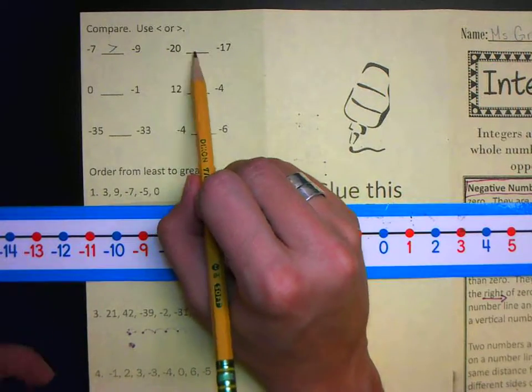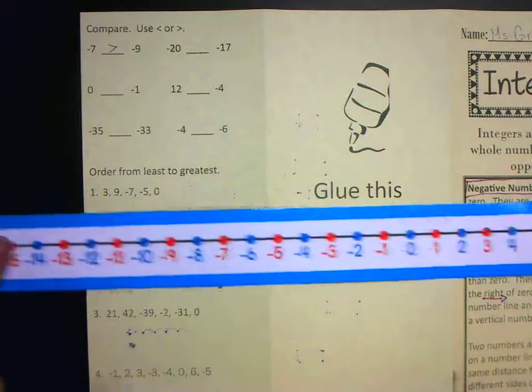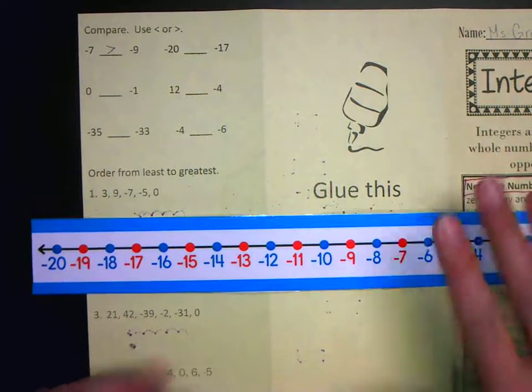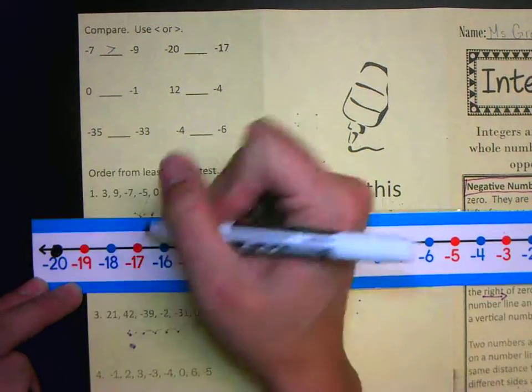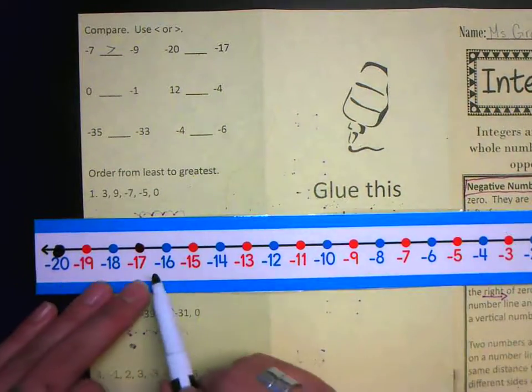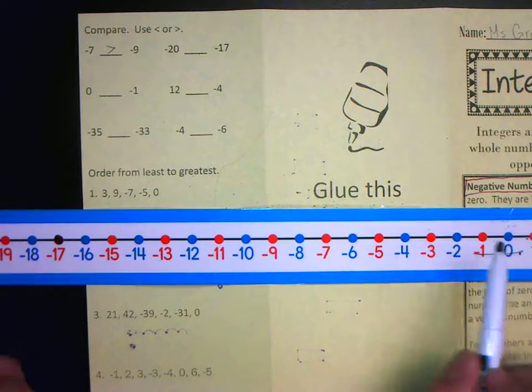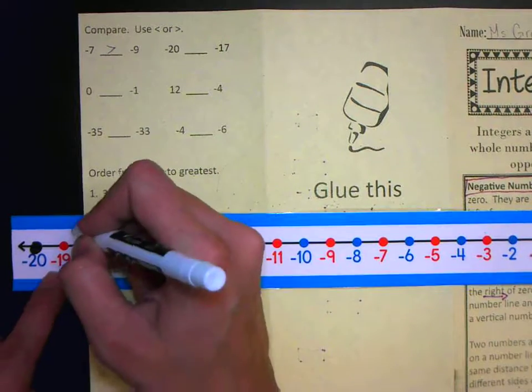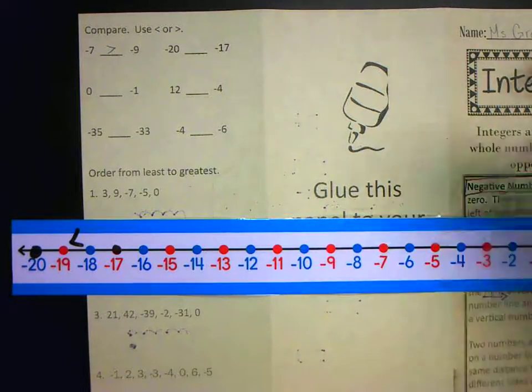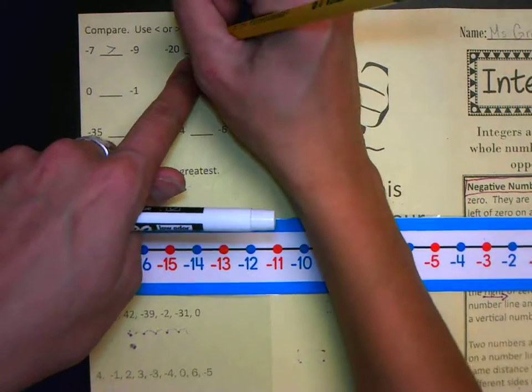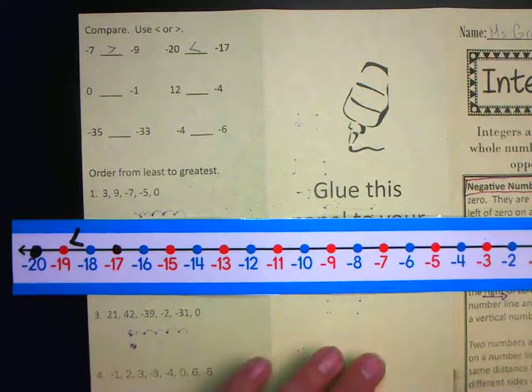For negative 20 and negative 17, okay, if I plot it on my number line, we have negative 20, negative 17. Which one of these is closer to 0? Well, it's going to be negative 17. So we want the alligator to eat negative 17. So on here, we want the alligator to eat negative 17.